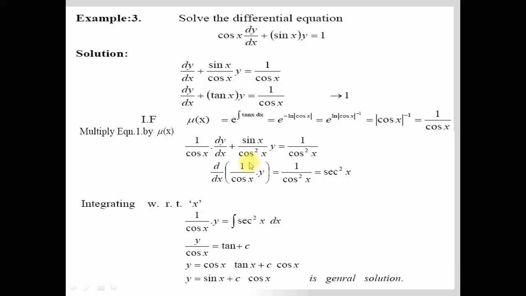So after integrating, this is the derivative of 1 over cos x times y. So integrating we get 1 over cos times y, and the integration of secant square, so y divided by cos x is equal to the integration of secant square, which is tan x plus c. This gives y is equal to cos x times tan x plus c cos x, and again it can be written as y is equal to sin x plus c into cos x, and this is the general solution of the given linear differential equation.